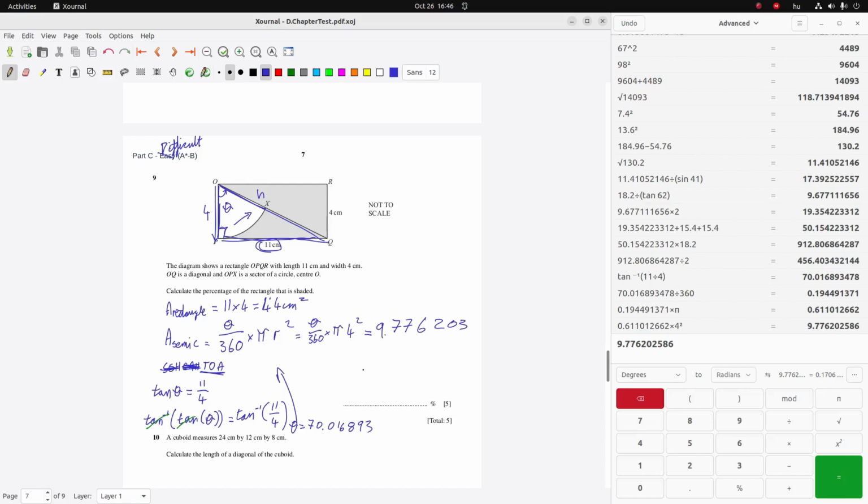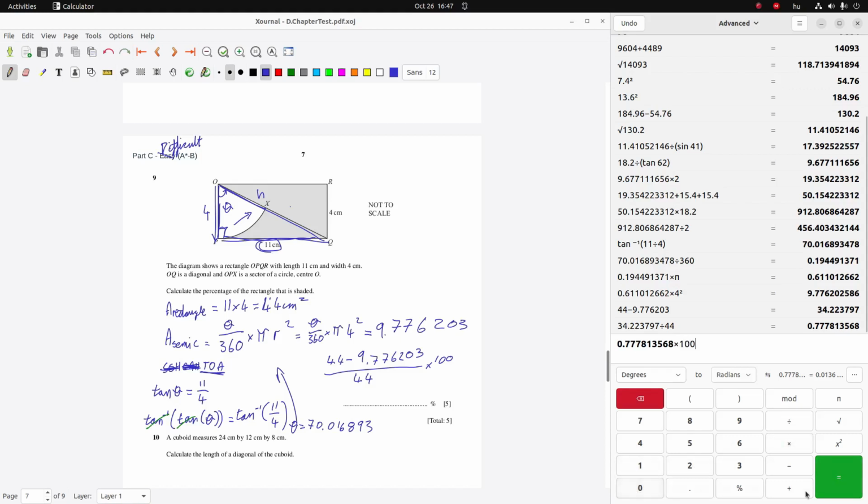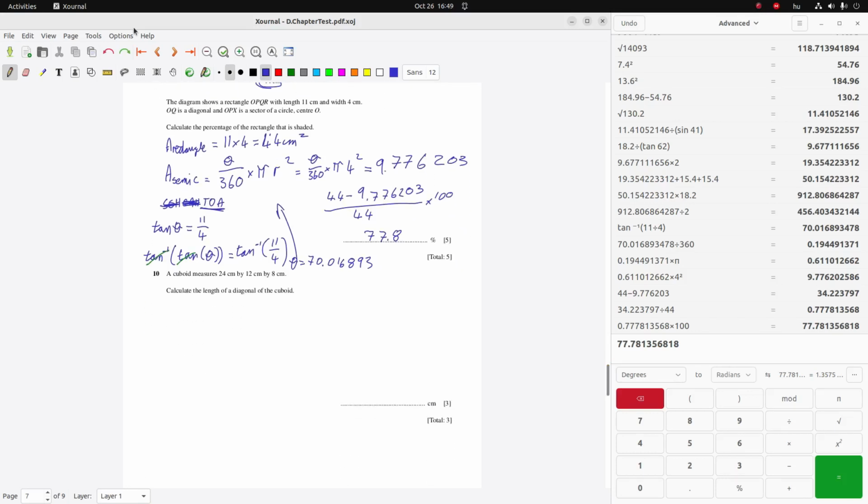the percentage of the shaded area. So the shaded area is the rectangle minus the semicircle. That's the area of the shaded area part, divided by the whole part, which is 44. And all of that multiplied by 100 equals 44 minus 9.776203 divided by 44 multiplied by 100, 77.8. Ta-da! Okay, next question.